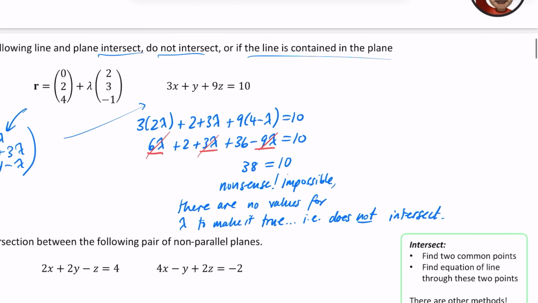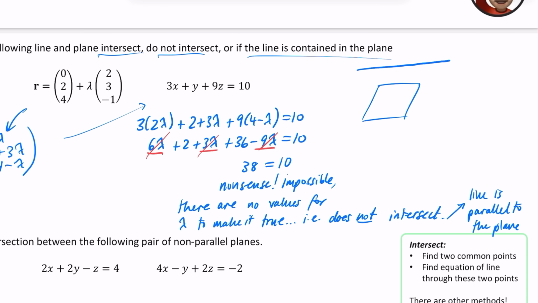So what does that actually mean as a geometric interpretation? Well, we have the plane, right? And we have a line that is hovering above it and parallel to the plane. So actually, it does not intersect. We can even go further than this and say that the line is parallel to the plane.